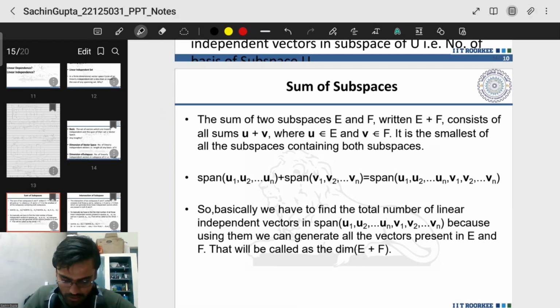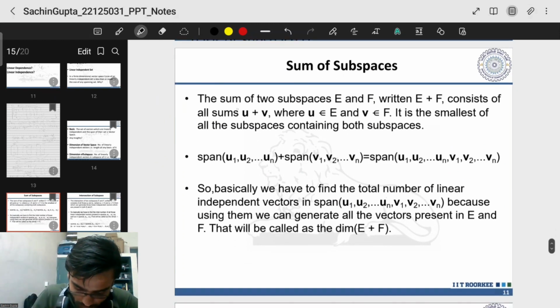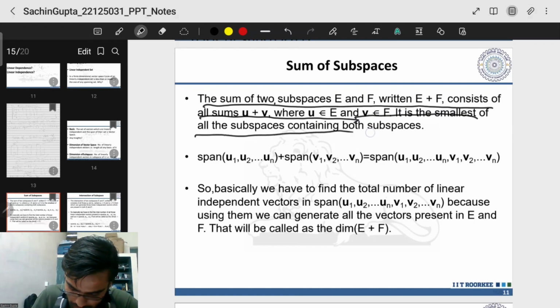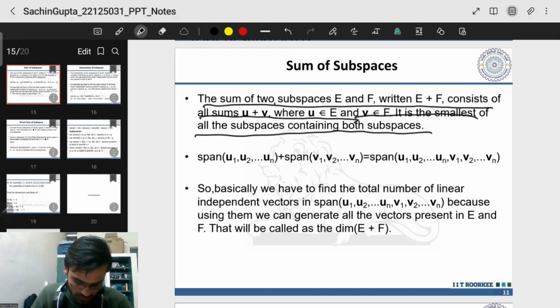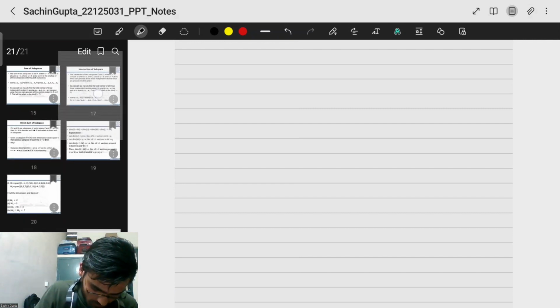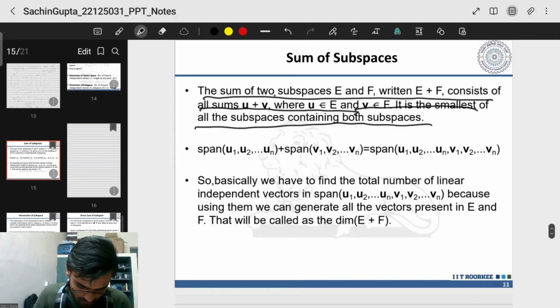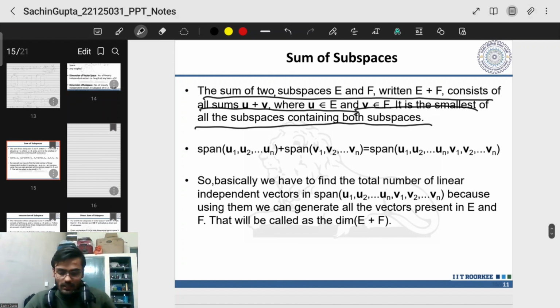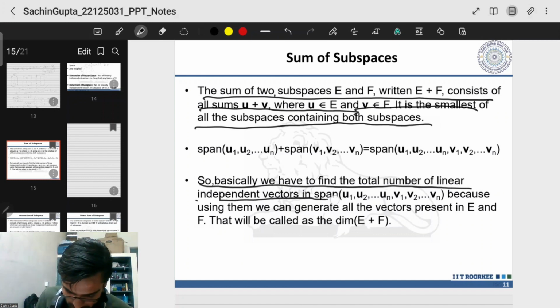Okay, now the sum of subspaces. The sum of two subspaces E and F consists of all sums u plus v, where u belongs to E and v belongs to F. It is the smallest of all subspaces containing both subspaces. So basically we have to find the total number of linearly independent vectors present in the span, because using them we can generate the sum.